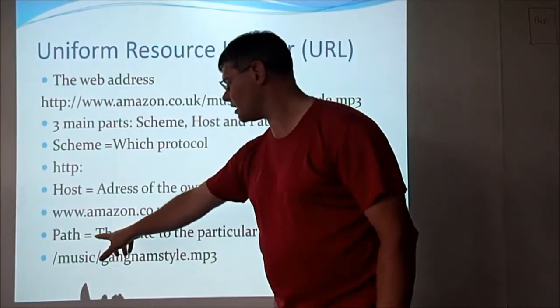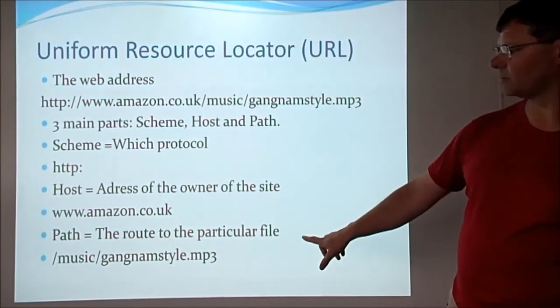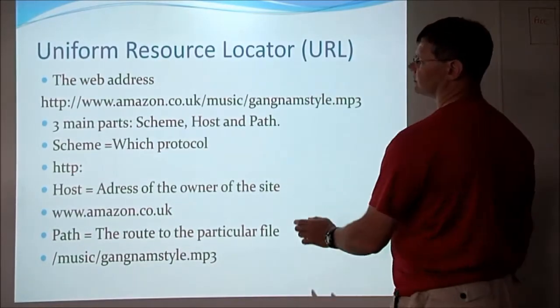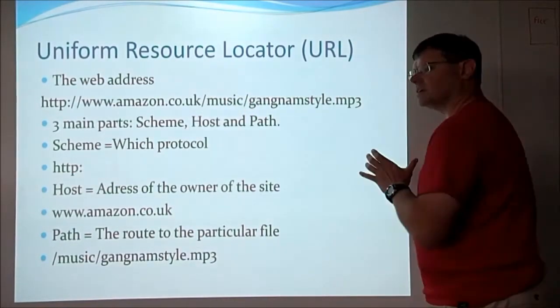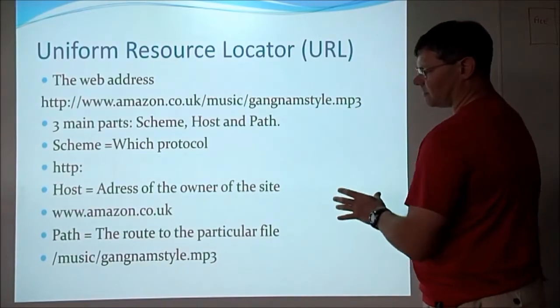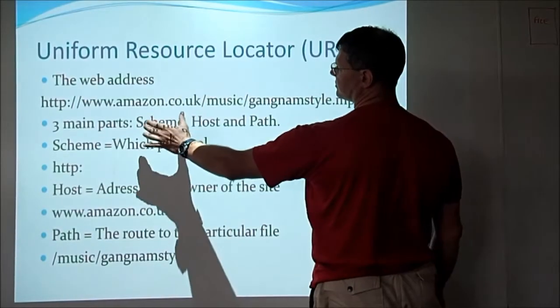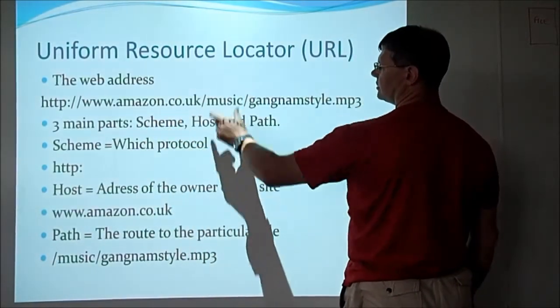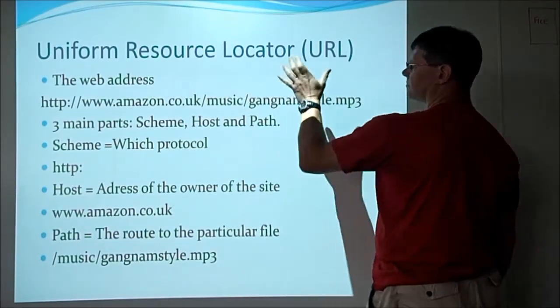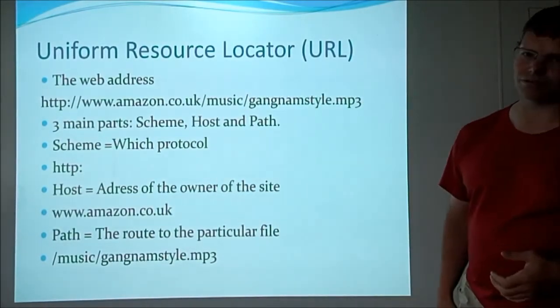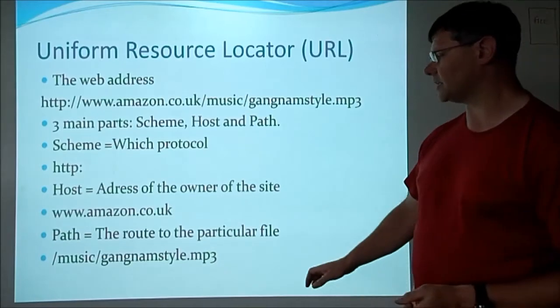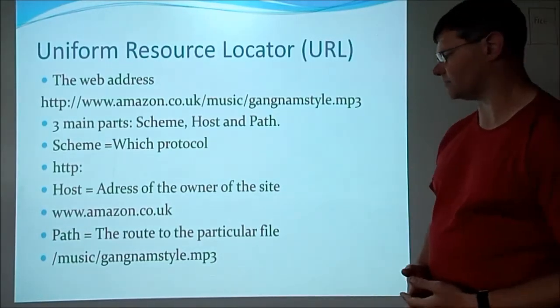Then after that, the last bit is the path. The path is the route that you need to go to, once you get to that website, to get to your particular file. So in this case, you go to amazon.co.uk, you go into the music folder, and inside the music folder is gangnamstyle.mp3. Then you'd be able to download that and that would find it for you.